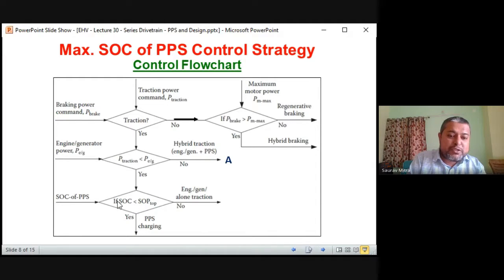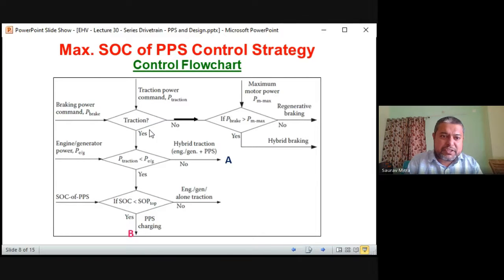In this case, we have to check if SOC is less than SOC top. That means, have we already reached 100% of SOC? If it says yes, actually I have given it wrong, so I have to correct it. Okay, if SOC is less than SOC top, no, this is correct, I think. If SOC is less than SOC top, yes, that means the state of charge of the PPS is less than 100% of PPS charge. That means whatever extra power in criteria B the engine is producing will be utilized to charge the PPS. So even here it is PPS charging.